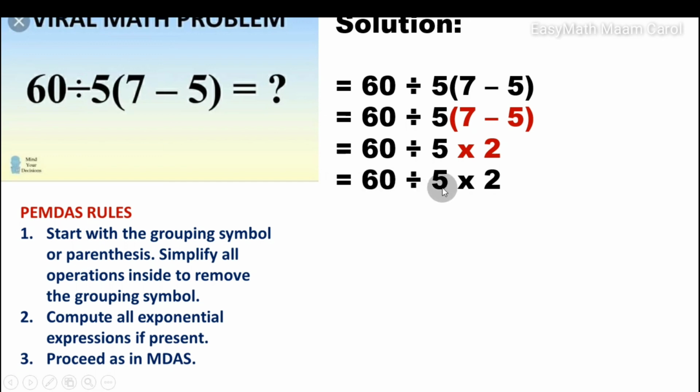60 divided by 5 is 12. 12 times 2 is 24. So the final answer for 60 divided by 5 times the quantity 7 minus 5 is 24.